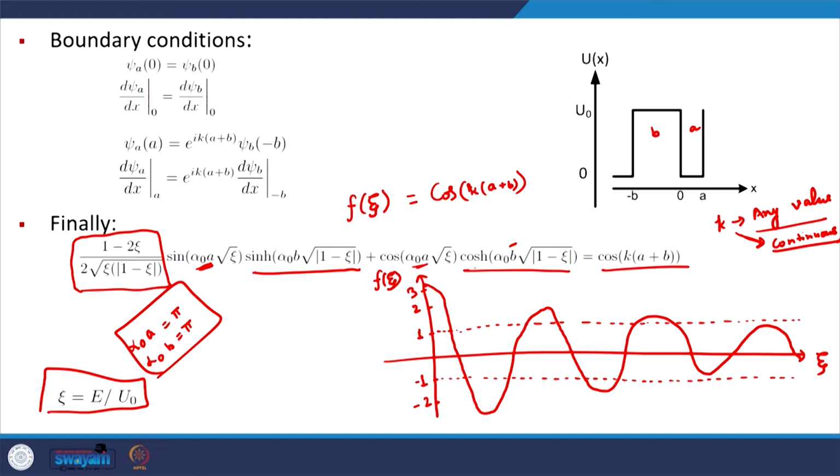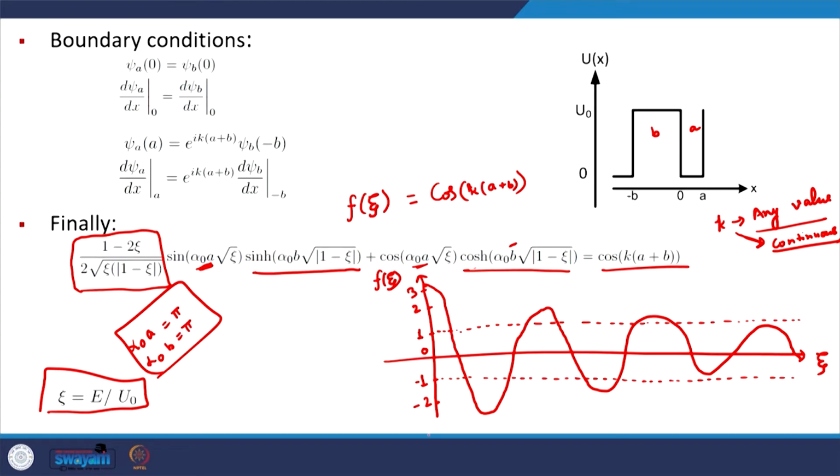So, those values of xi which make the left hand side function greater than +1 or less than -1 will not have any k value corresponding to them. What it means is those energy values will not have any k value corresponding to them, which means those energy values are not permitted for the electrons. Electrons cannot occupy those energy levels. That is the physical intuition behind the solution of this equation.